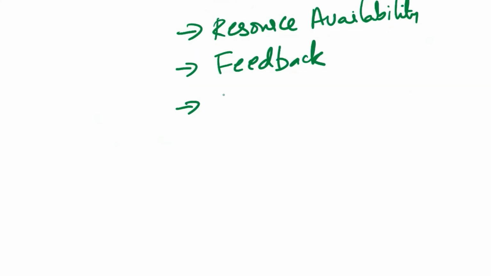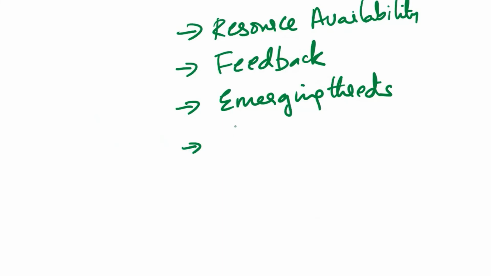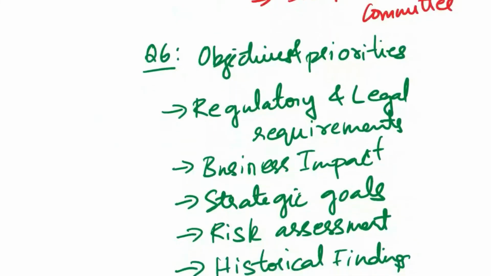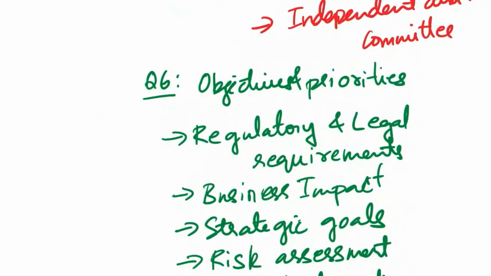Next one is to stay informed about emerging threats and vulnerabilities in the IT landscape, as these may call for adjustments to audit objectives. Next, if applicable, obtain guidance from the audit committee or the board of directors regarding audit objectives and priorities. So, these are some of the reasons that you need to consider while coming up with objectives and priorities.